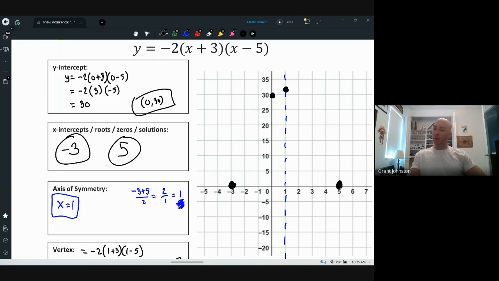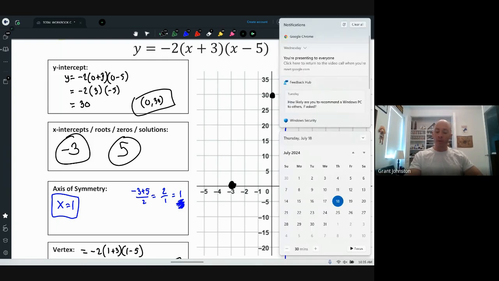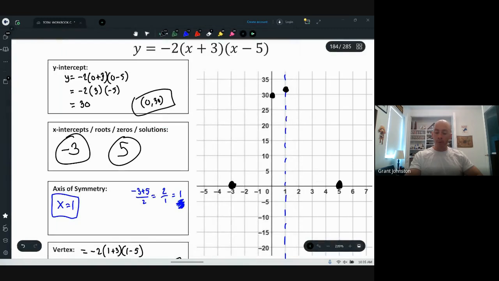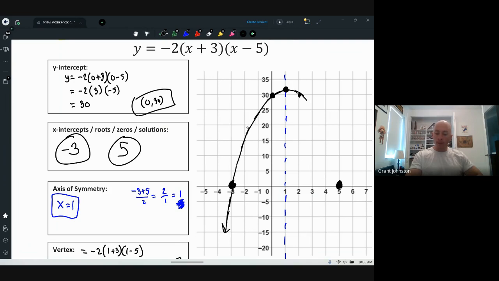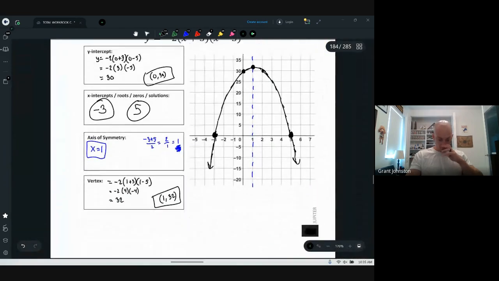And then when I draw my parabola, I've done this before, but I like to draw a little symmetrical point. So I'm going to put a little point here. Okay, and there we go. There's a little sketch. All right, let me show you another.